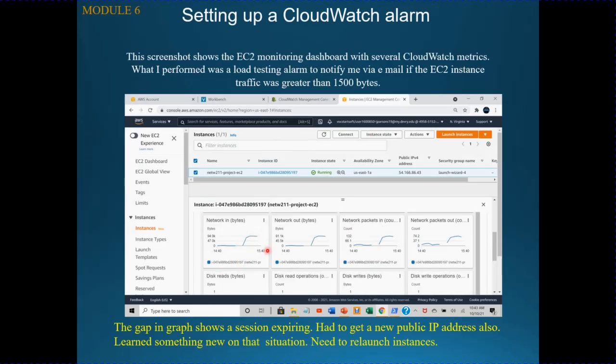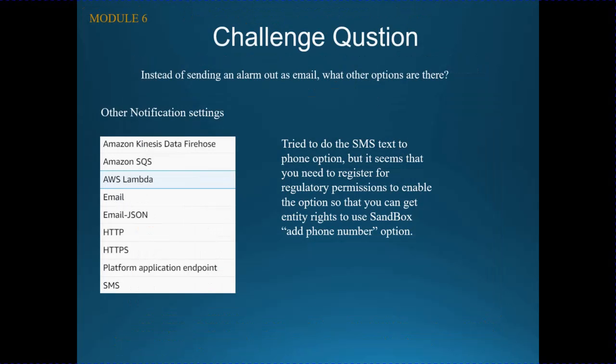This is an alert to test to see if once we get more than 1,500 bytes of data, it will send us an email message saying, hey, your traffic is higher than normal. And the last thing is a challenging question about automation and SNS notifications and monitoring. These are all the ways that you can be alerted for any changes in your cloud platform situation.